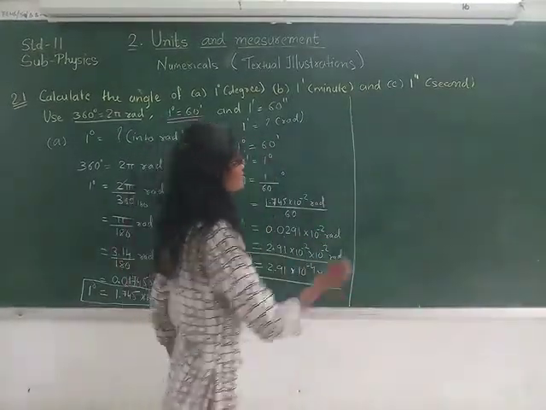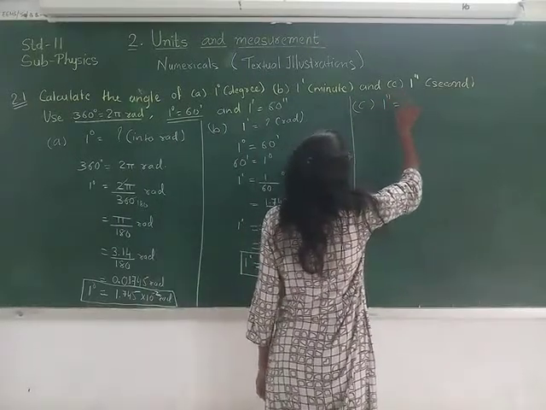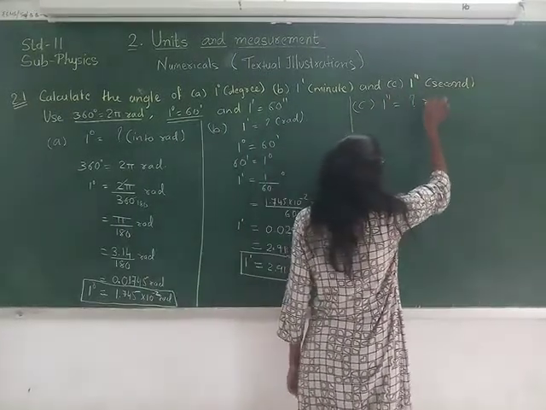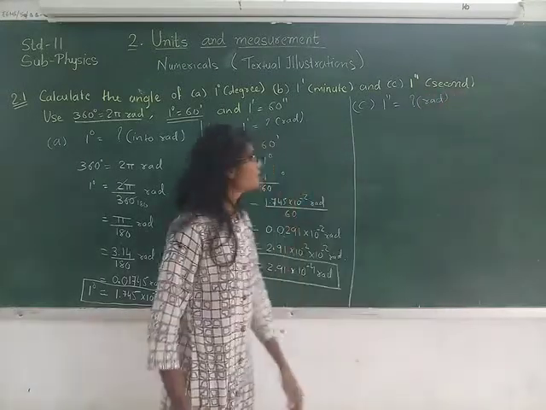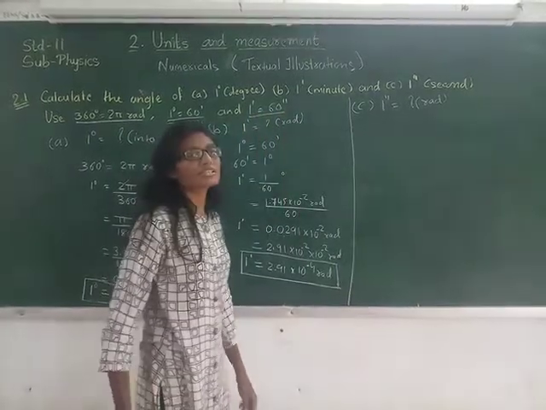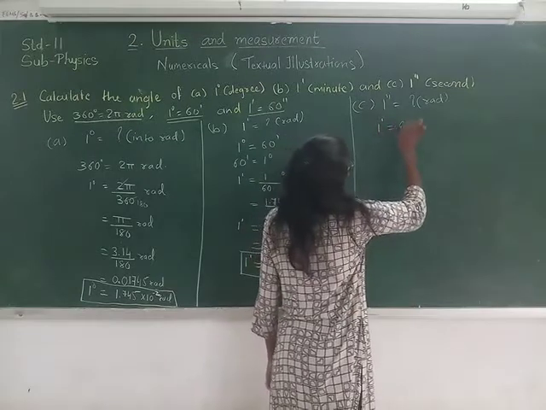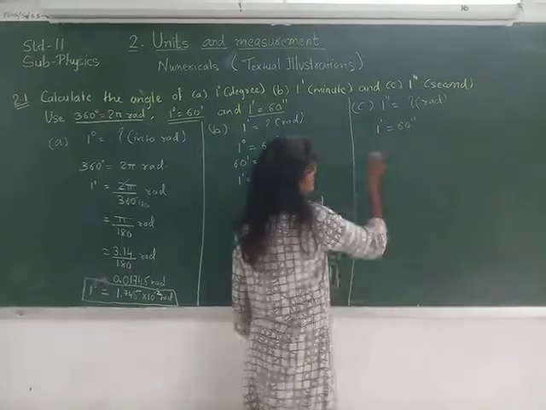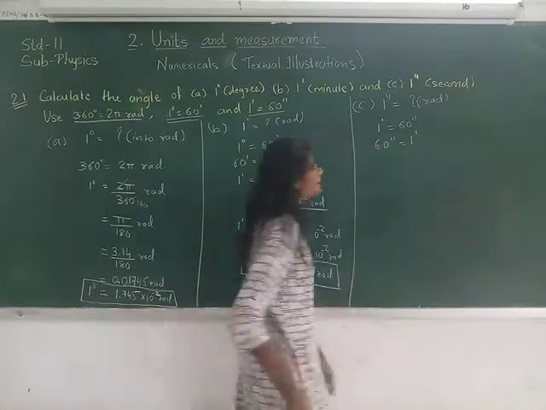Now the third conversion, that is 1 second is to be converted into radian, right? So we will be using these conversions. 1 minute is equals to 60 seconds. Or you can write it as 60 seconds equals to 1 minute.